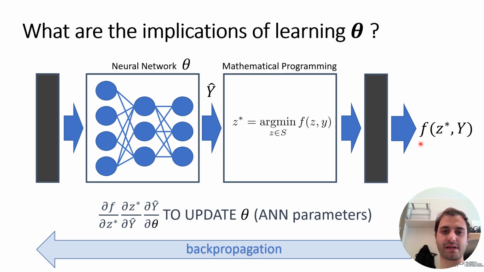So yes, this is the implication of learning theta, because it seems like we are just learning the weights of the neural networks. Yes, but we are learning in such a way that now we want the decisions to be optimal.